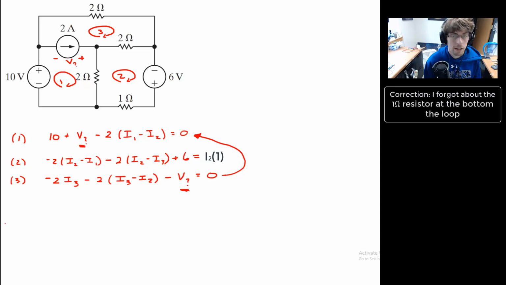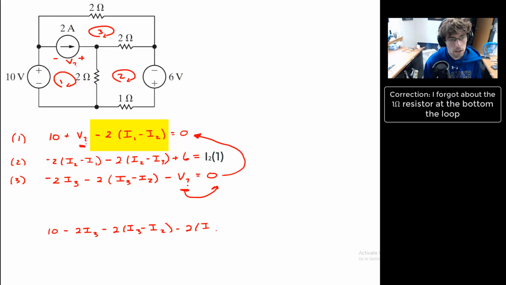Okay. Let's go ahead and write down that equation. I have 10, okay, and I'll keep this piece. So I have 10 and then v question mark. Well, I move this one to the other side. And so I have 10 minus 2i3 minus 2i3 minus i2. And then I still have this leftover piece, minus 2i1 minus i2. And that whole rigmarole is equal to 0.